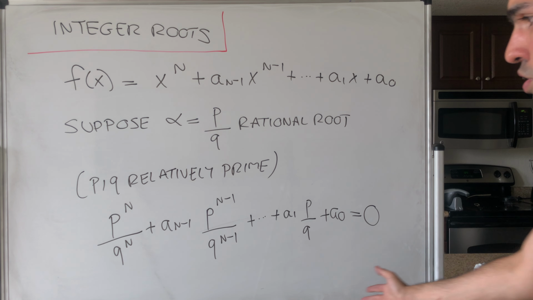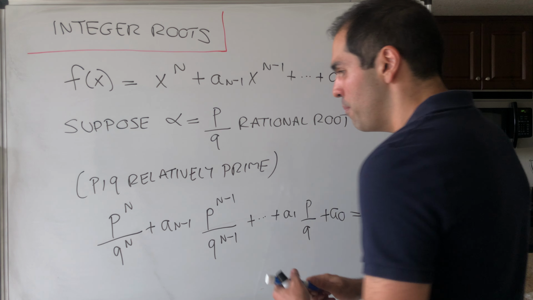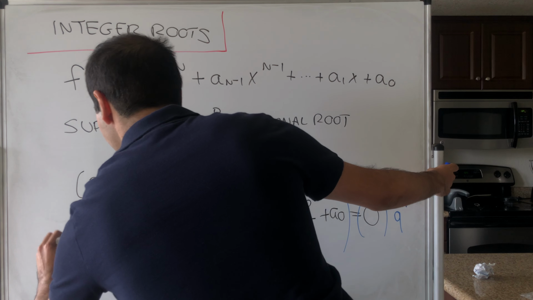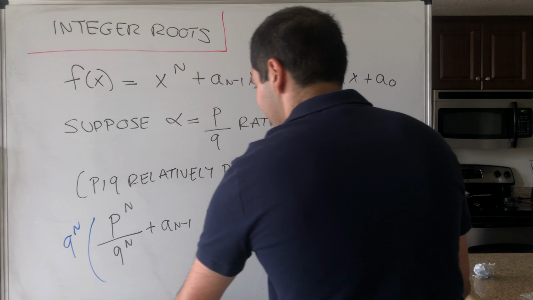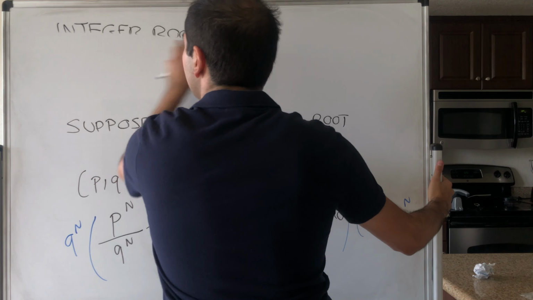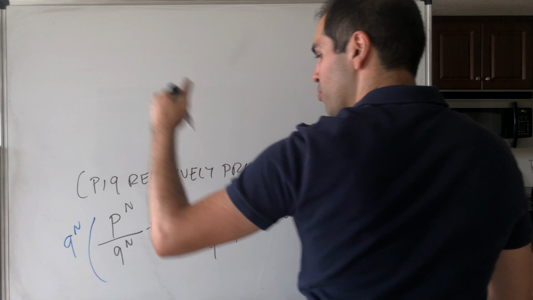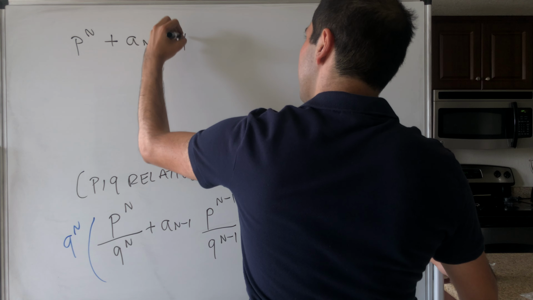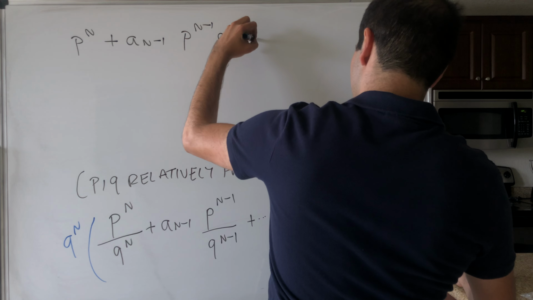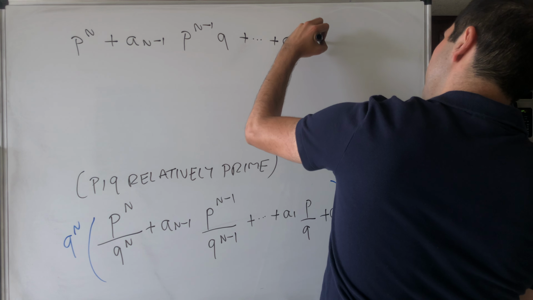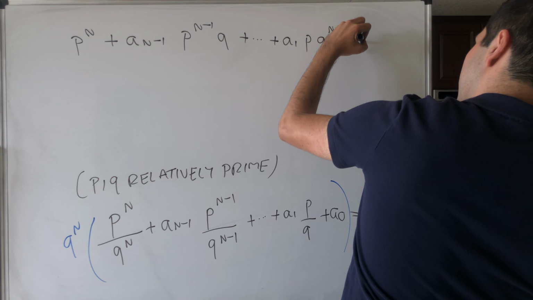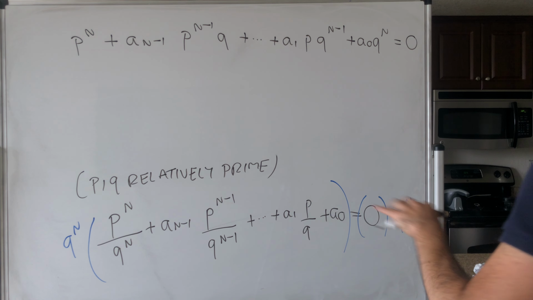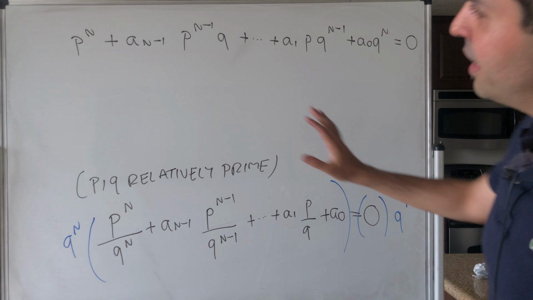And then what we can do is simply multiply both sides by q to the n. And the nice thing is it simplifies quite nicely. So what we get is the following: p to the n plus a_{n-1} p to the n minus 1 q plus dot dot dot plus a1 p q to the n minus 1 plus a naught q to the n equals 0.